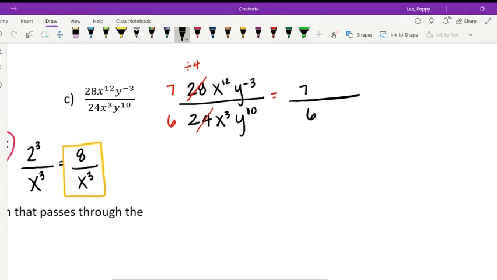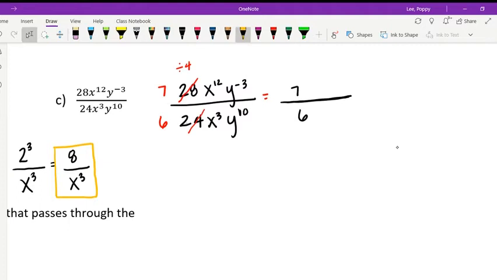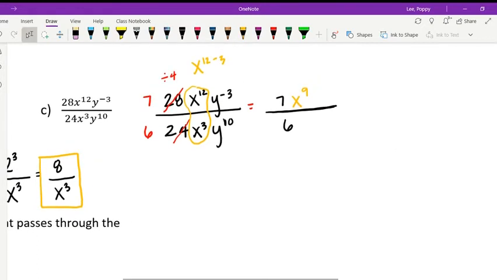Now we're going to focus in on our x's. If you look at the x's, they are absolutely top heavy. I have more on top than I do on bottom. So that's going to be x to the 12 minus 3, which leaves us x to the 9th power. They are no longer on the bottom. We had 12 x's being multiplied on top, 3 on the bottom, so that simplifies to 9 x's left on the top.